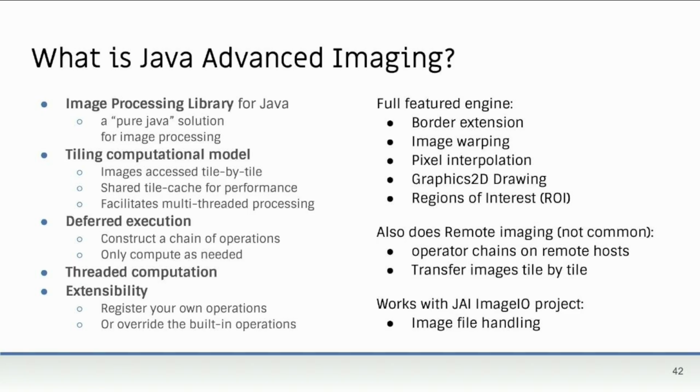The original Java Advanced Imaging library offers a pure Java solution, so no C++ code, for doing image processing. What's interesting is that it does a tiling computational model. The buzzword for that is on-demand processing. So it can work with huge amounts of data, pulling it in a tile at a time, processing it, generating a little bit of output. You can set up this processing chain, and only pull the data through that you need for your answer.